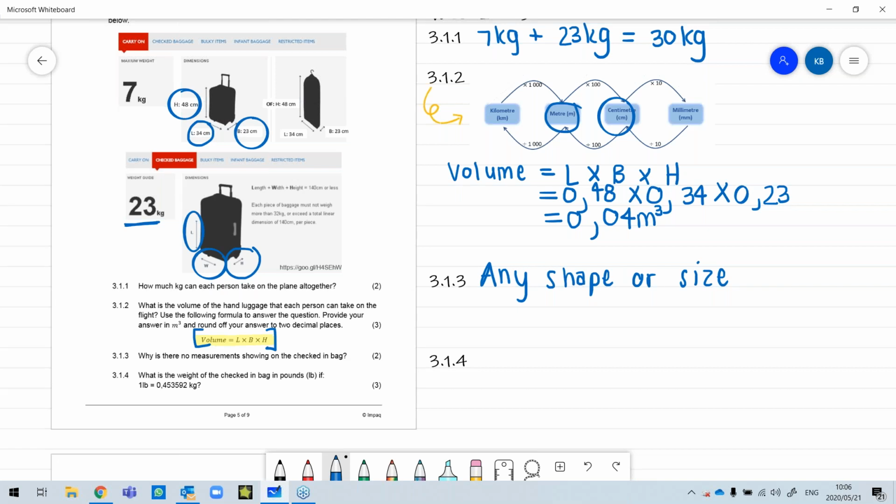So the calculation we are going to make use of is to say the amount in kilogram, which is the 23 over here, and we are going to divide it by the decimal value given to us, 0,453592. The answer we obtain from this is 50 pounds.